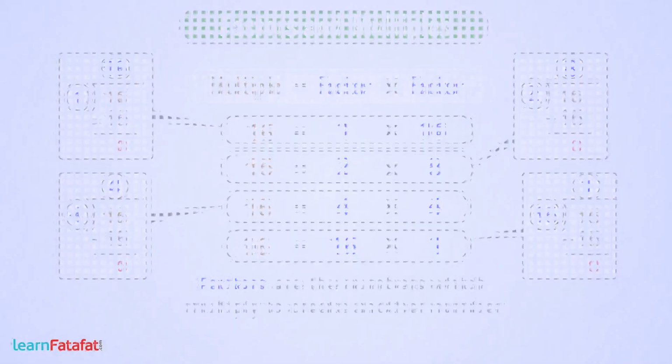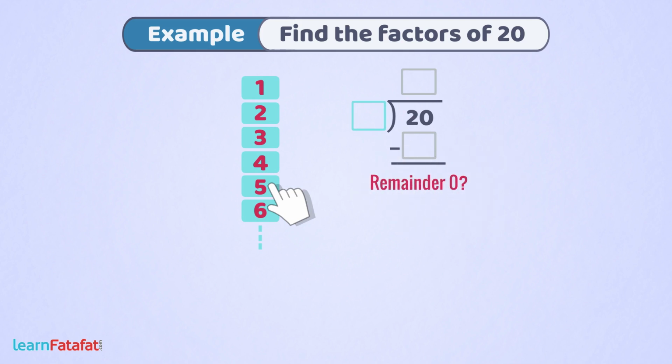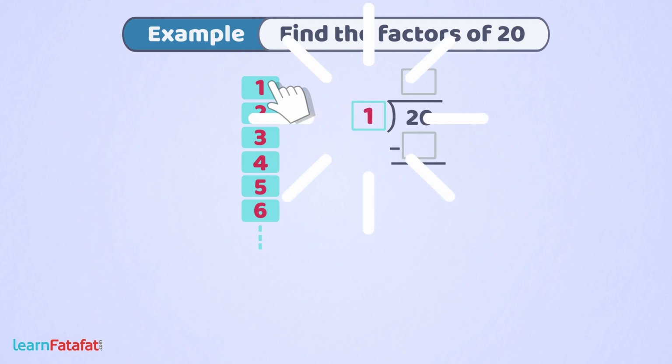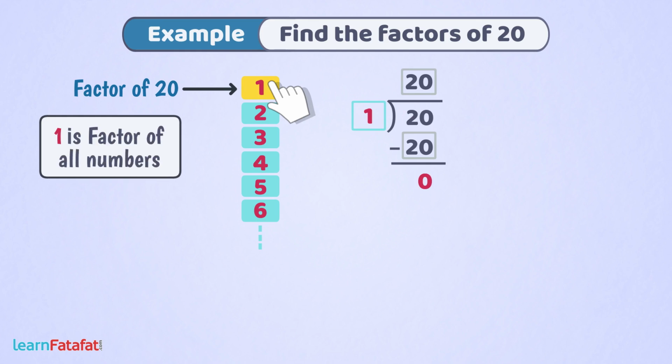Example: find the factors of 20. To find factors, we can divide the given number by taking one number at a time and check if it leaves no remainder, that is, remainder 0. If 20 is divided by 1, then we get quotient 20 and remainder 0. Since the remainder is 0, 1 is a factor of 20. In general, 1 is a factor of all numbers.